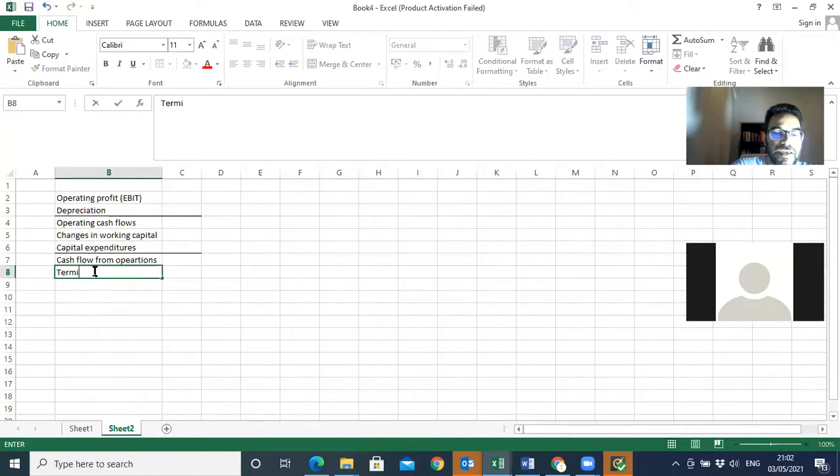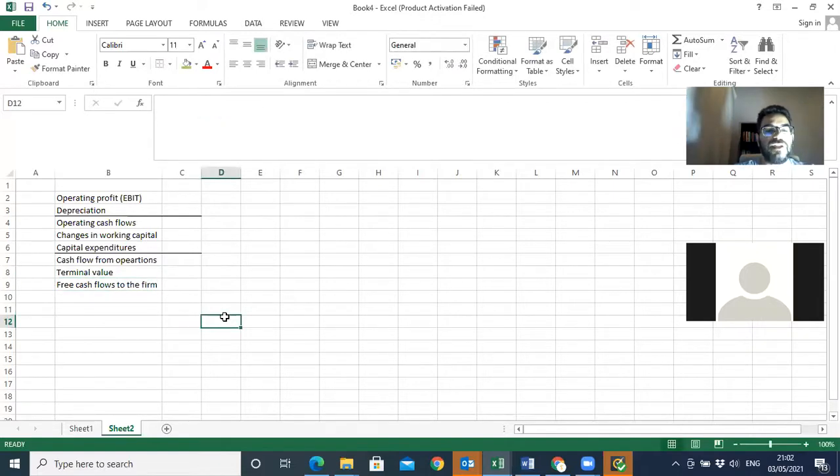Then we get a terminal value, okay? And this will give you free cash flows to the firm. Okay, so that is basically what we will get over there. So just take note of that. This is ultimately where we want to get to. So you're going to add your terminal value, and we'll deal with this.